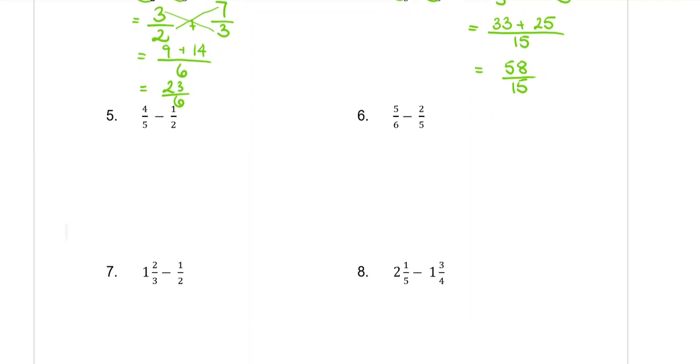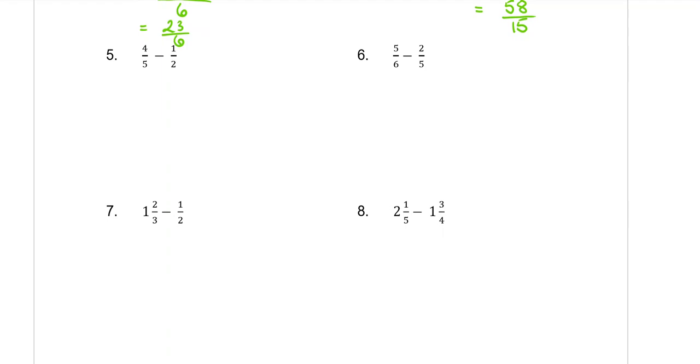Okay, question 5. These are subtracting now. So first thing we do, there's no mixed numerals here, so we're going to go straight to trying to get our denominator. 5 times 2 is 10. We're back to the 2-step ones. Timesing diagonally. 4 times 2 is 8. Minus sign this time. 1 times 5 is 5.